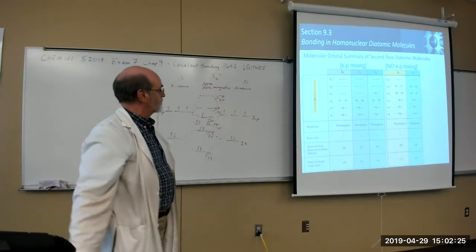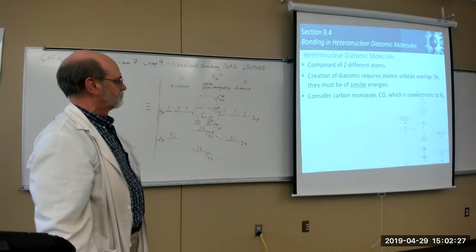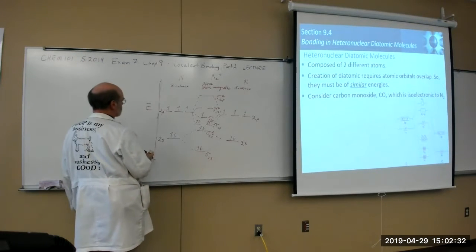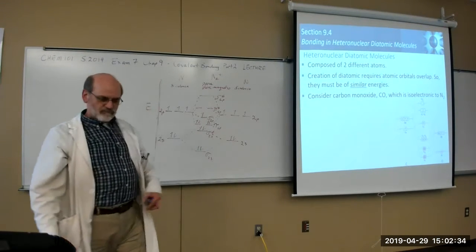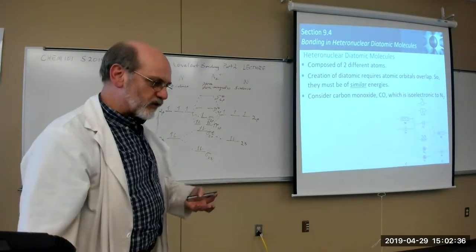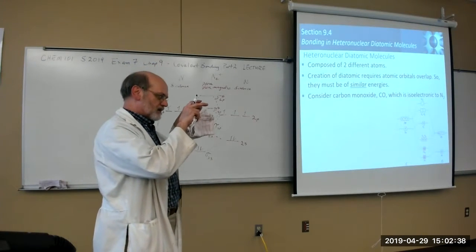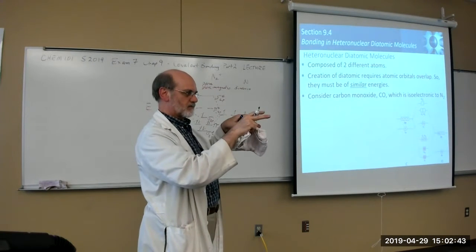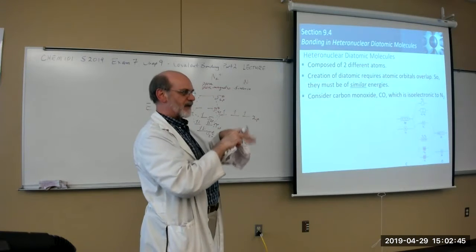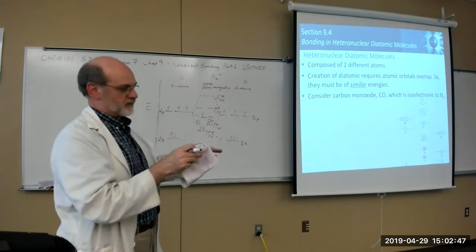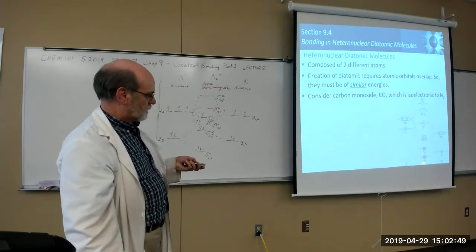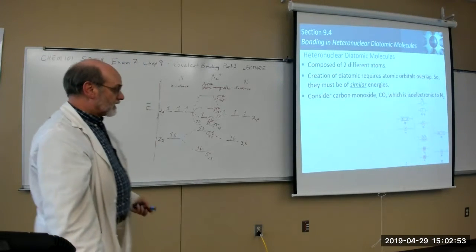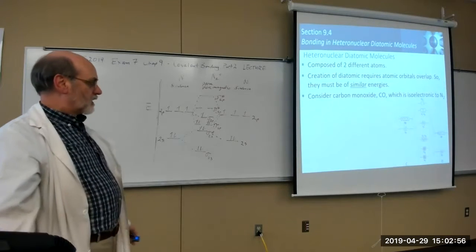All right, so what's next? Heteronuclear diatomic molecules. If homonuclear diatomic molecules have the same atoms, elements, in each position, bonded together, then heteronuclears have different atoms. For example, carbon and oxygen. Now we're starting to get more complicated.